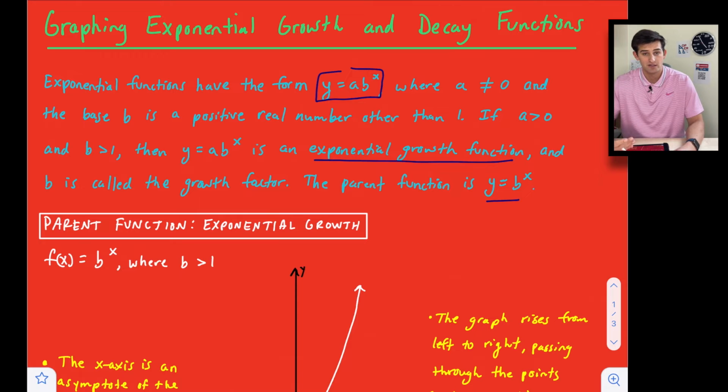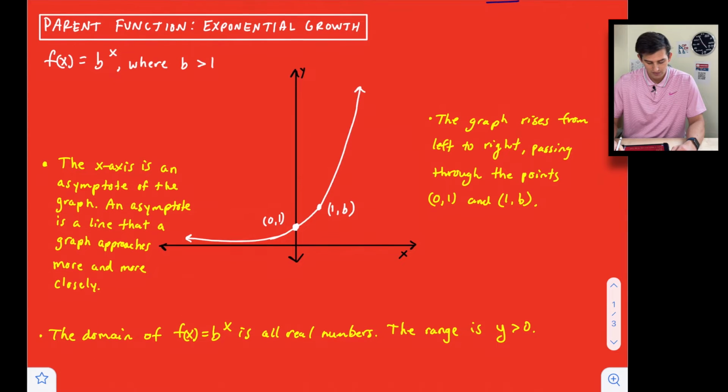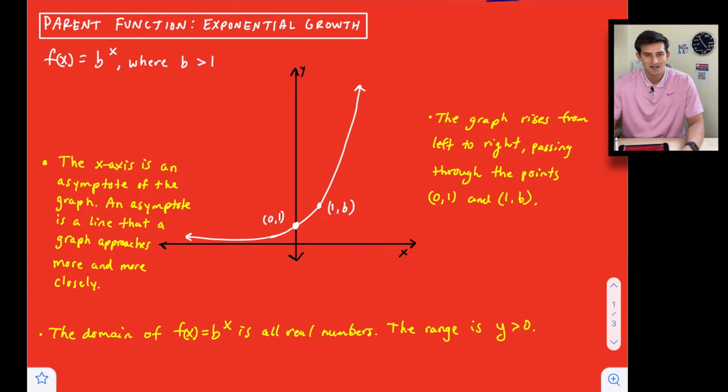Our other option that we're going to see in just a minute is going to be an exponential decay function, and we'll talk about what our value for b is going to be when we get to that in just a second. So let's focus on exponential growth to start off. So we have f of x equals b to the x, where b is greater than 1. And so here's what our graph would look like.